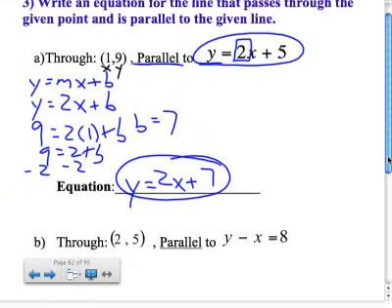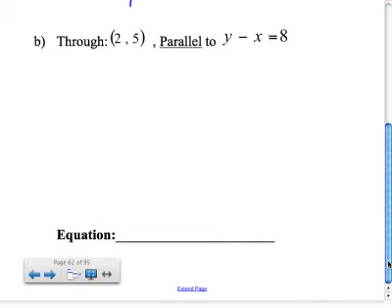So that's how you're going to use parallel and perpendicular lines, right? Part B says, write the equation of the line that passes through the point (2, 5) and is parallel to this line. I have to do a little bit of legwork here because I need to know the slope of this line. So I have to get y by itself, write it in y equals mx plus b form. So y equals x plus 8. So parallel means the slope of this line here is 1, so the slope of our line is 1.